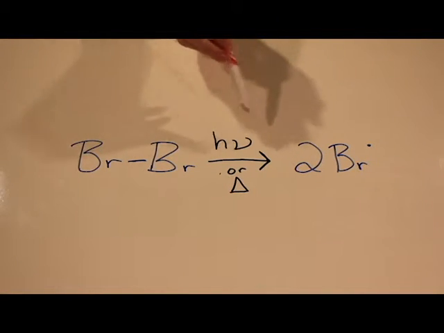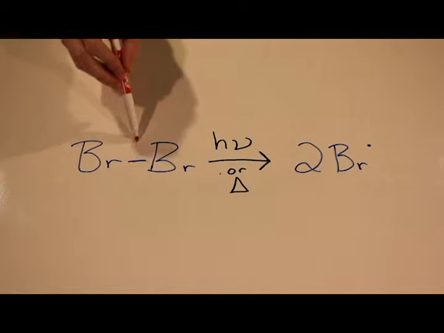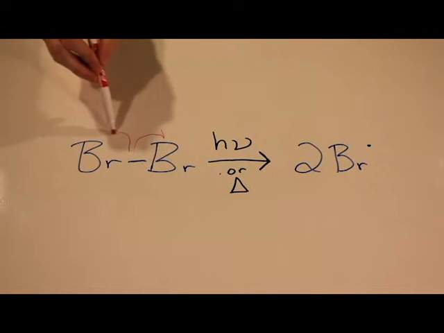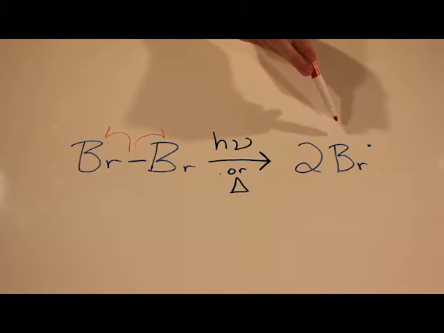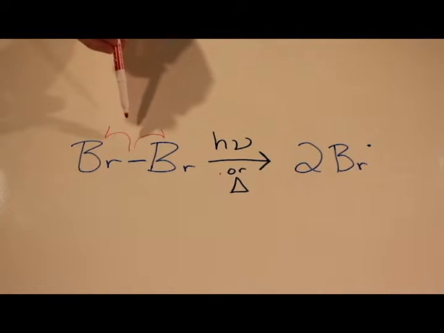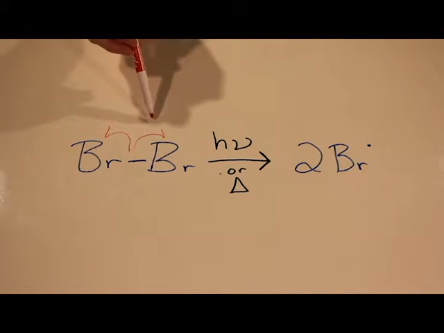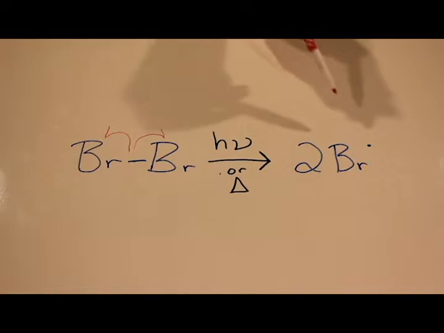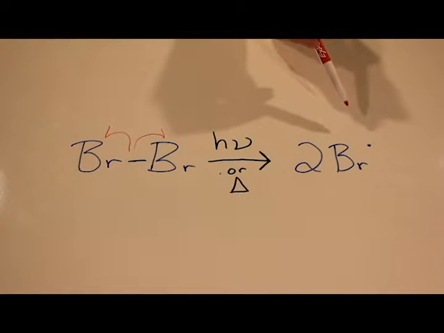Using heat or light, the bromine bond can be split and one electron goes to each bromine, forming two separate radicals. We represent the movement of a single electron with a one-sided arrow. We only need to form a small amount of radicals, and we'll see why in the next step.